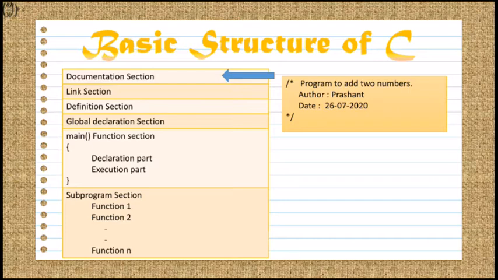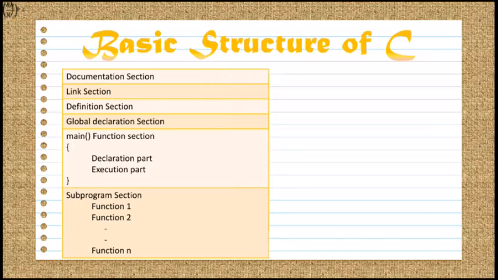/*, then program to add 2 numbers, that will be in first line, then in second line author name, and in third line date of when program is created, and finally we are closing the multi-line comment with star followed by slash. You can use single line comment and multi-line comments anywhere in the program.